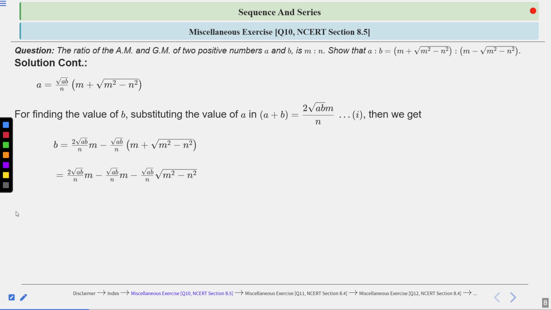Which is equal to 2 root ab upon n into m minus root ab upon n into m minus root ab upon n into root of m square minus n square, which is equal to root ab upon n into m minus root ab upon n root over m square minus n square, right? Which will be equal to b. Therefore, b will be equal to root over ab upon n, which is common, into m minus root over m square minus n square, right?